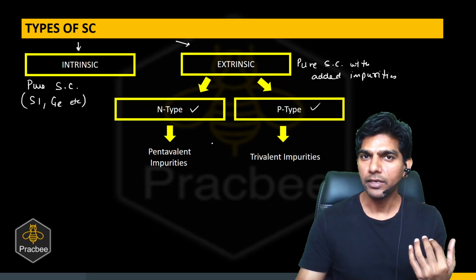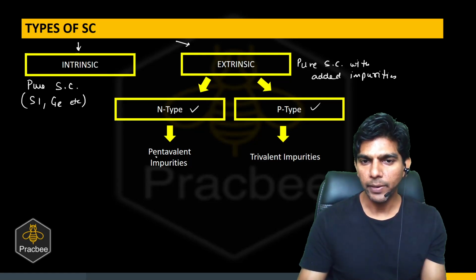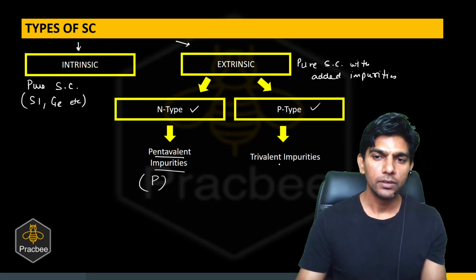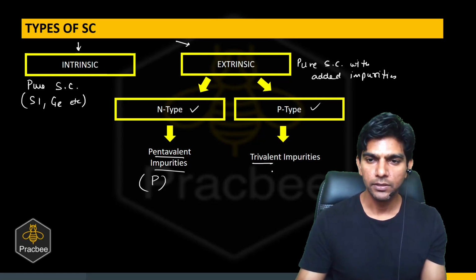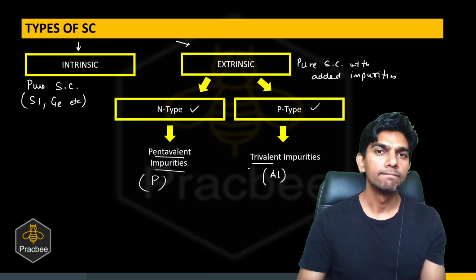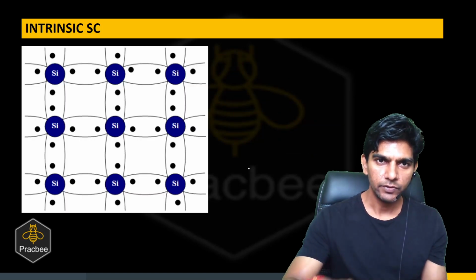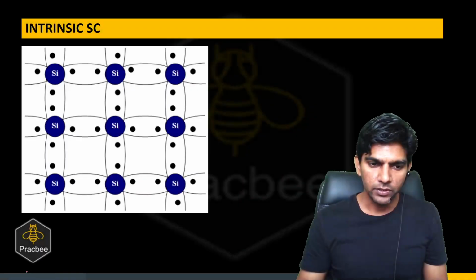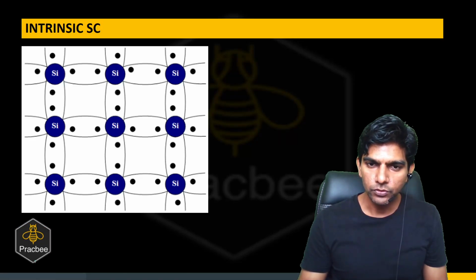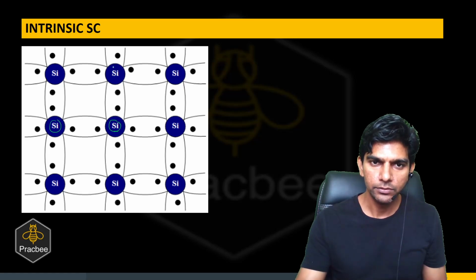How can we form N type? We can form N type by using pentavalent impurities like phosphorus. And we can form P-type semiconductor by using trivalent impurities, say aluminum, right? Okay, now let us see what an intrinsic semiconductor is. A single silicon atom is bonded with 4 neighboring silicon atoms. If I consider this silicon, it is bonded with 1, 2, 3, and 4.